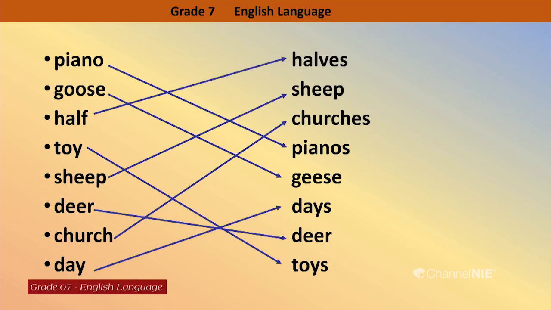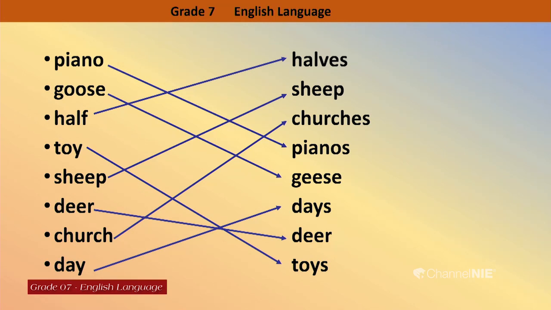Goose, geese. Double O, double E. The same rule. Half, halves. Toy, toys. Sheep, sheep. Look at the two words. Is there any change? No. There are no changes there. Sometimes we use the singular and the plural form as the same. We don't make any changes. Deer, deer. It is the same.